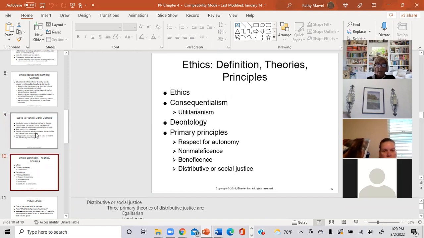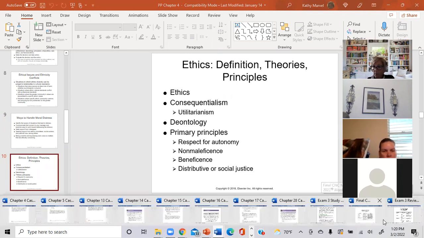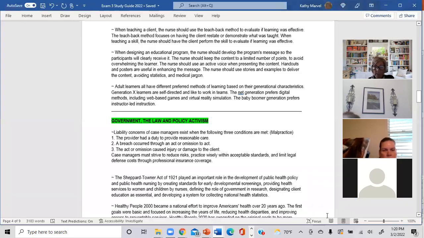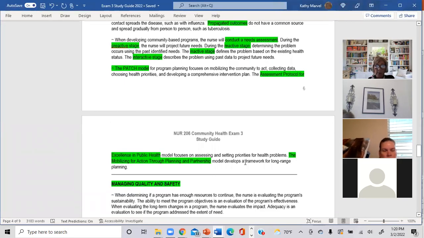Okay, thank you. As we get to slide 10, we start to talk about theories and principles. And we're going to need to know that for the next exam. There is a nice summary in your study guide that we just talked about.